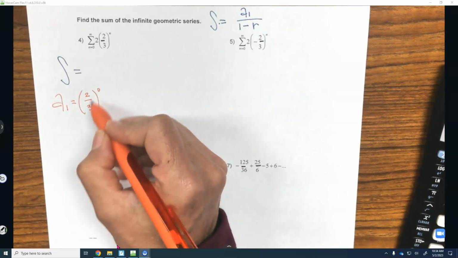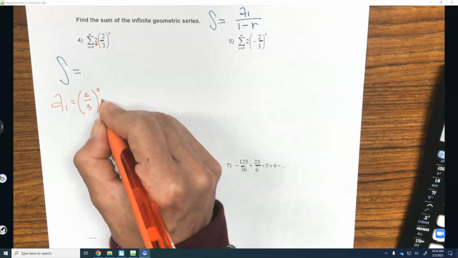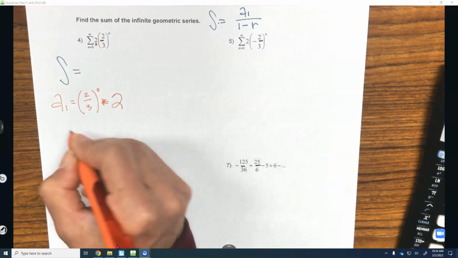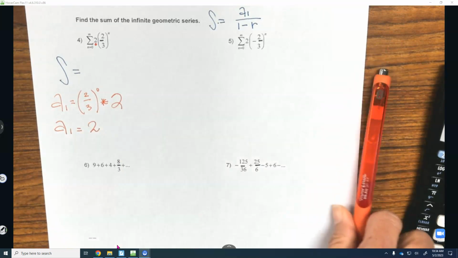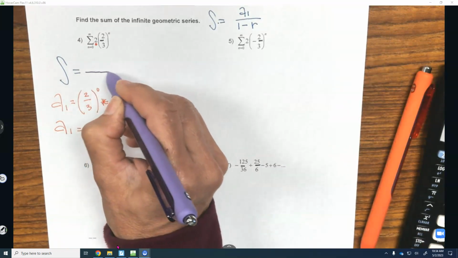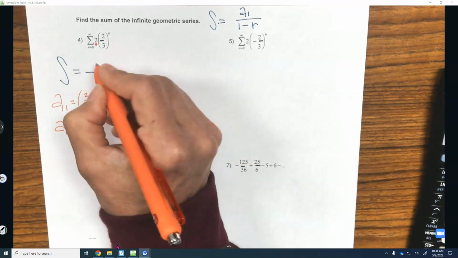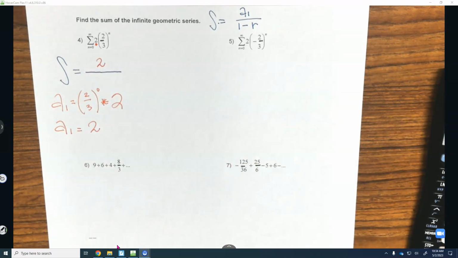That is a 1 right there, but yes, he's right because there's a 2 right there. So when we multiply by 2, a sub 1 is going to be 2, which means on the top of this fraction bar is just a 2. What's underneath the fraction bar? What's 1 minus 2/3, guys? 1/3.